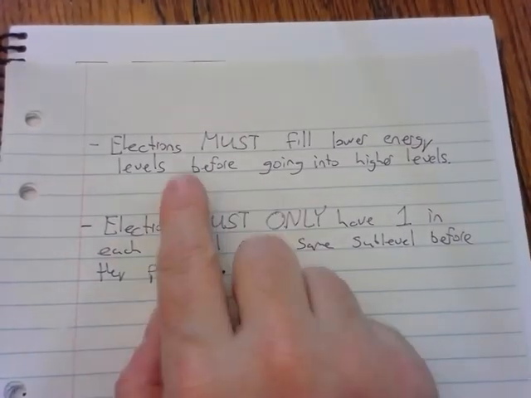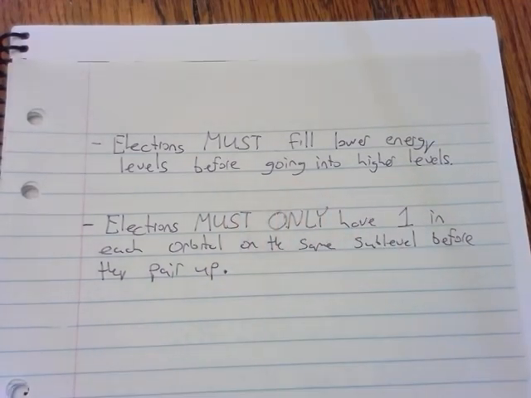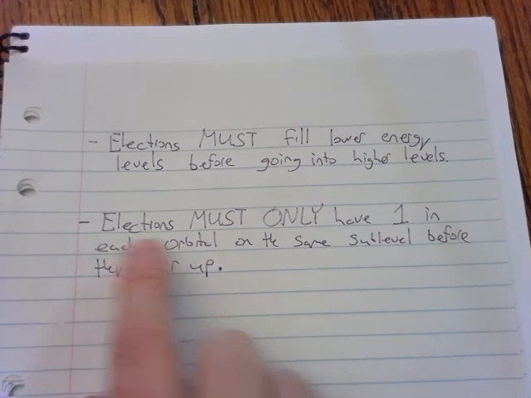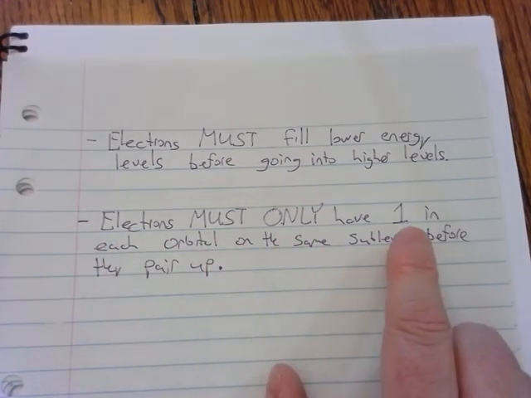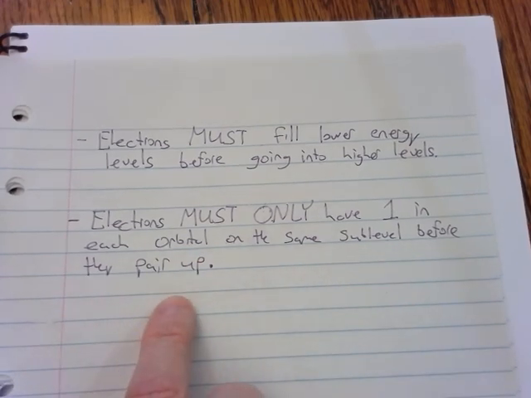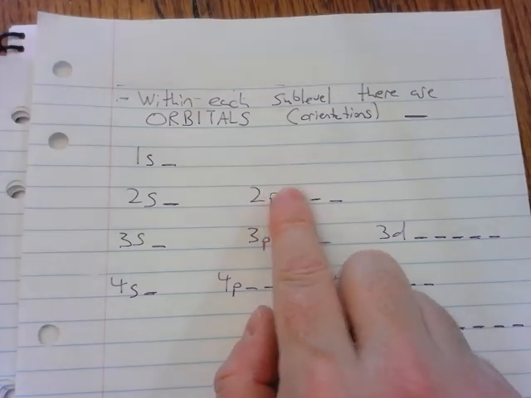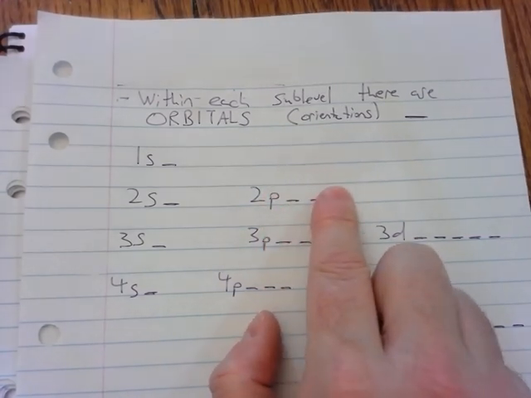So now I'm going to show you how this relates to the periodic table. To do that, you need to understand 2 things. Number 1, electrons must fill lower energy levels before going into higher levels. So if I tell you there's an atom that has 2 electrons, they have to start at the first level before they can go on to a higher level. Second, electrons must only have 1 in each orbital of the same sublevel before they pair up. So in other words, if I go back to this picture and I were to say to you there are electrons in the 2p, you'd have to put one in each orbital first before you were allowed to double them up.